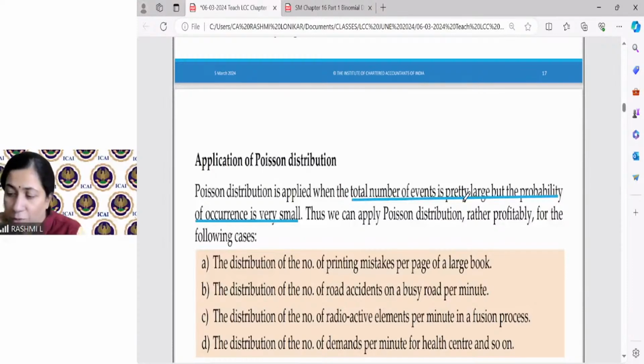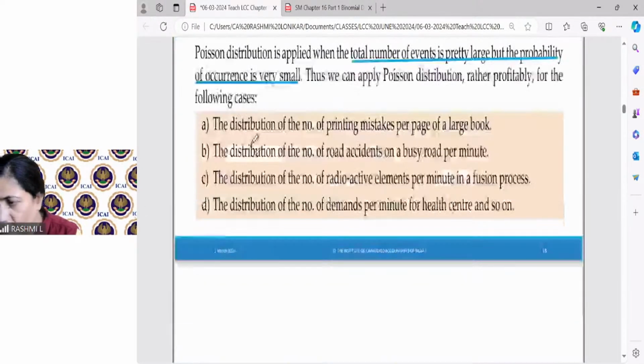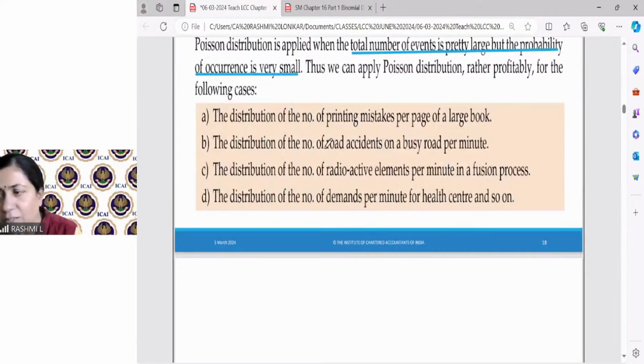So the total number of events is pretty large. A second example is traffic on a road. The traffic is large, but the number of accidents is small. So in that case, you will use the Poisson. So the distribution of printing mistakes, road accidents, radioactive elements per minute in a fusion, and demands per minute at a health center, etc. You should always read the examples given in the book, in the study material. Why? Because they may take an example from there and put it in as a question. So you've already read those examples.